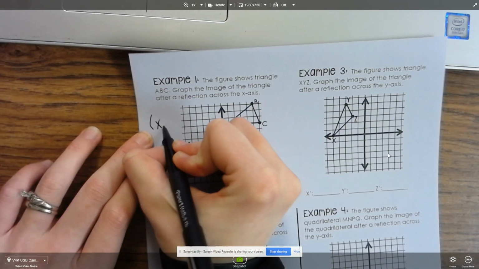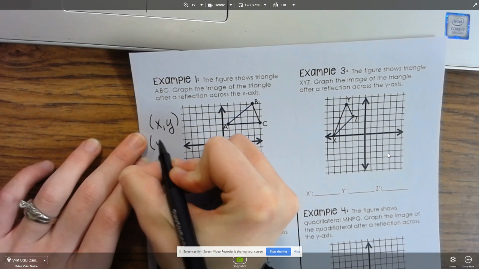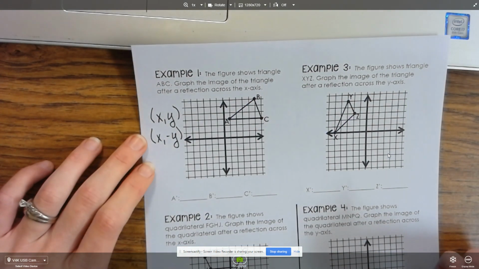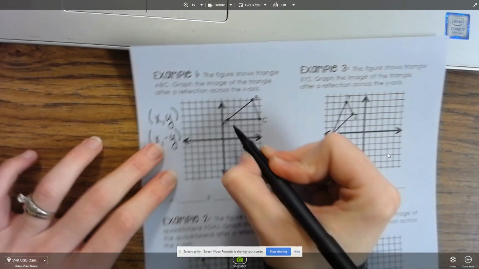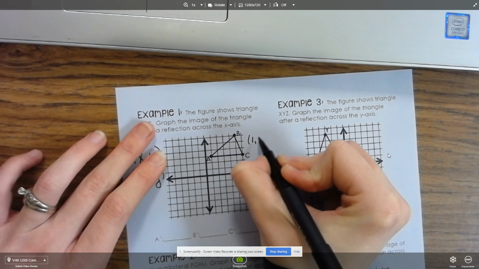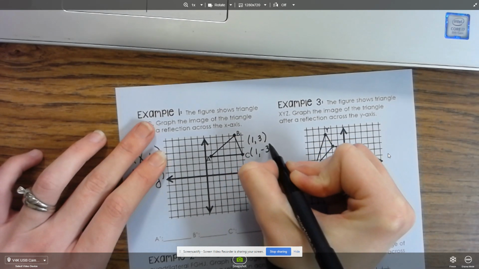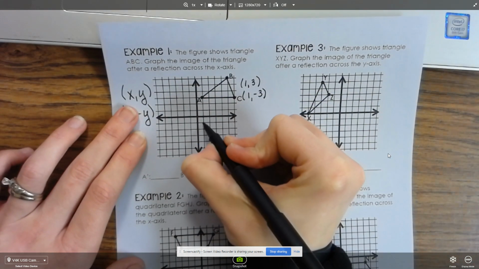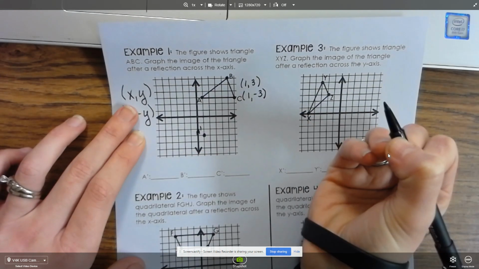So your rule here, if you start out with X comma Y, what you're going to do is change the Y to a negative point. So, for example, A is at 1, 3. So all I would do is make the Y value negative. That's all I've got to do. So I'd be at 1, -3, and that would be A prime.